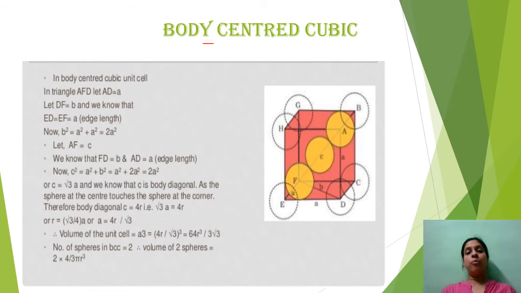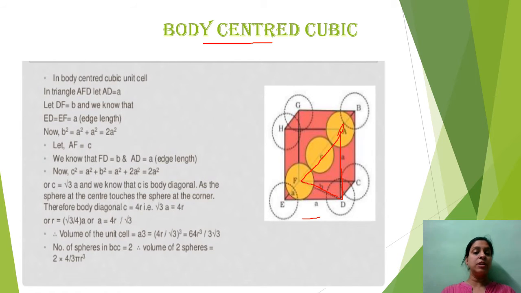Next is the body-centered cubic cell, that is, the packing efficiency in the body-centered cubic cell. In a body-centered cubic cell, as you can see in the diagram, if we take a triangle, which one, that is AFD, this is a little extra here. This is A, F and D, this one triangle. My line is not coming out very clear, but still I will try to show you here.